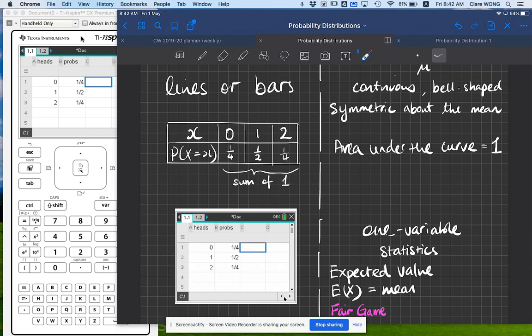Before I move on, one last thing to mention is, if we go back to here when you use your GDC, you need to know that this is your expected value, which we use E(X) to represent. This is equal to the mean. Now, when we have questions about whether a game is fair or not, you need to remember that the expected value has to be equal to 0 before we can call any game a fair game.